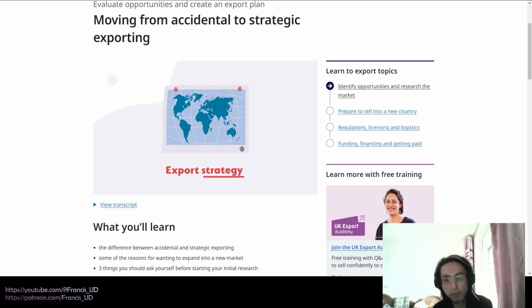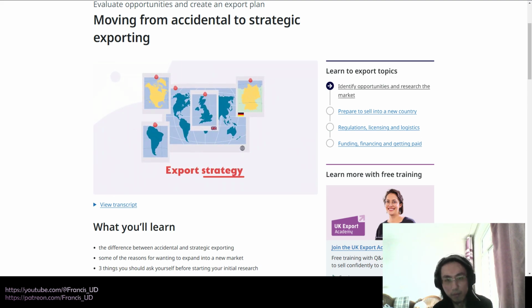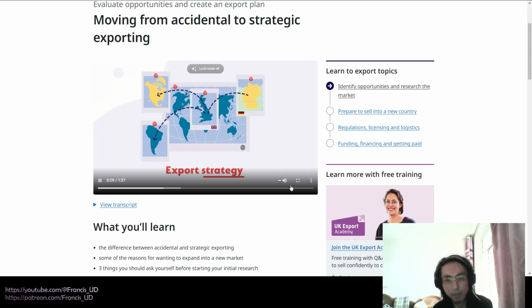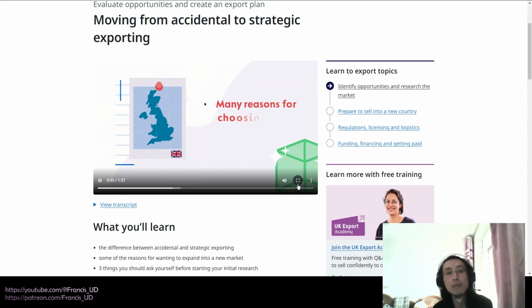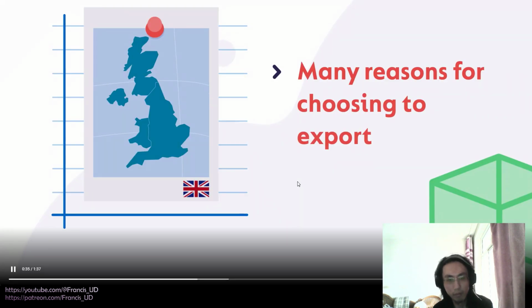Having an export strategy, on the other hand, is when you proactively aim to expand your business internationally. You need to plan the steps to achieve this. There could be many reasons for choosing to export.